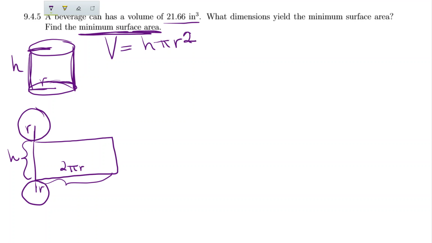Ta-da! So my volume I know to be a specific value, and I've got right here my surface area is going to be 2 circles, so 2 pi r plus that rectangle, which is going to have height, and width 2 pi r. This should be 2 pi r squared. Sorry about that. I just realized I forgot the square because these are circles, you know? Whew. All right, now I've got a lot floating around in this equation.